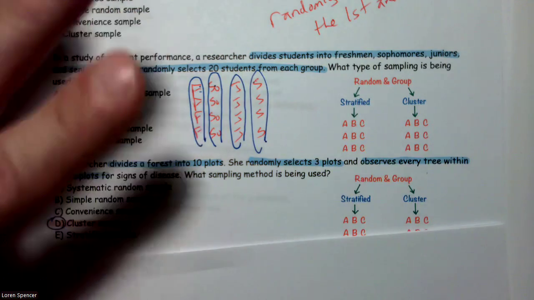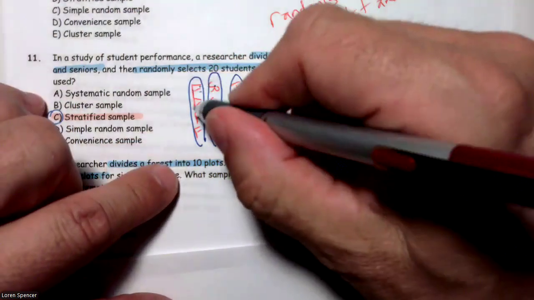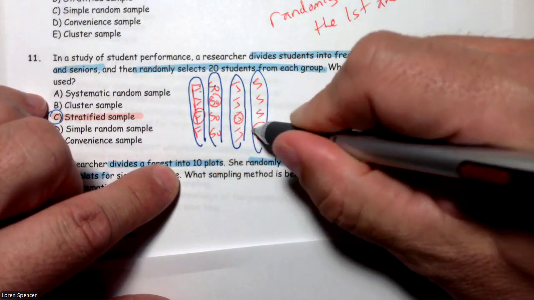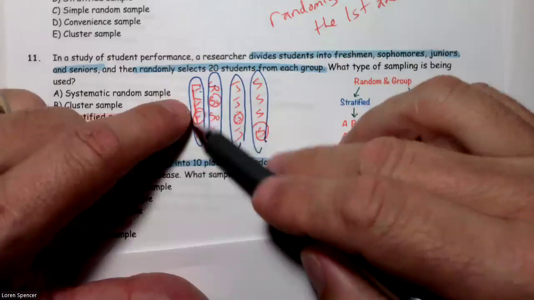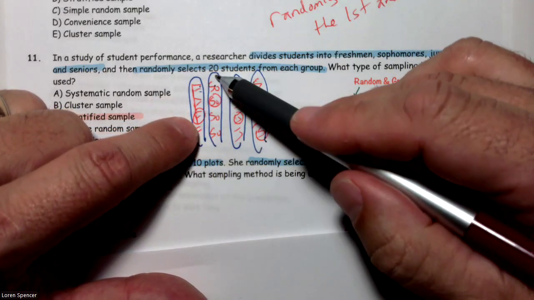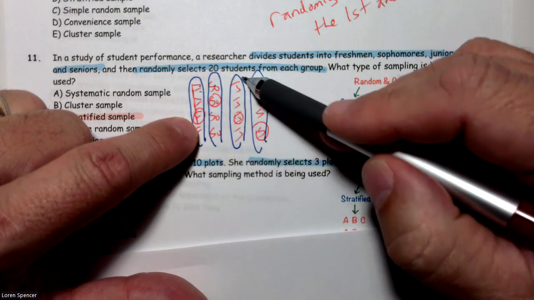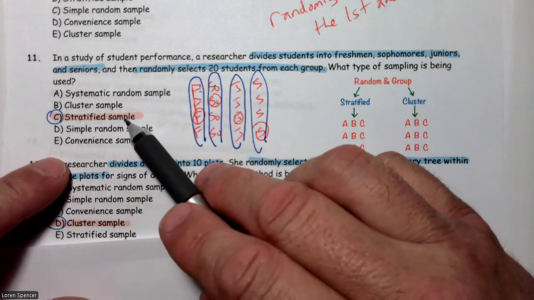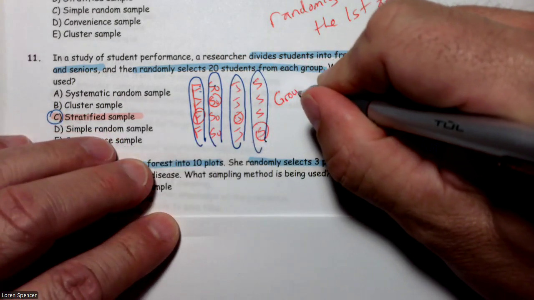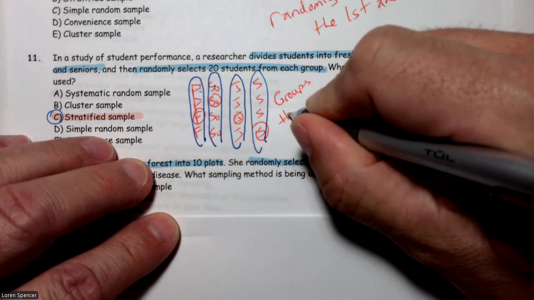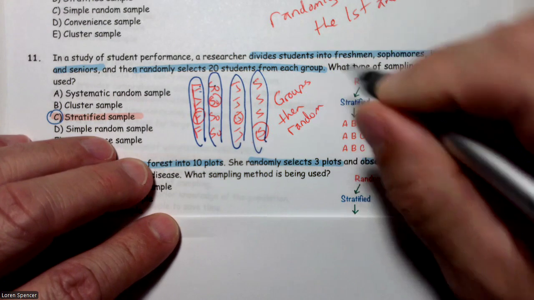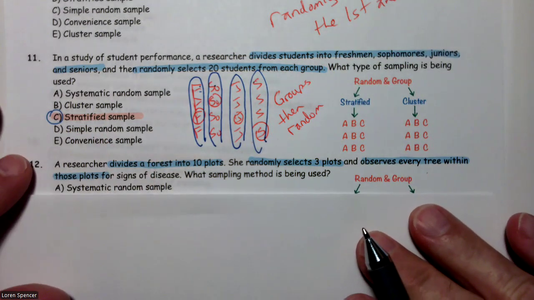So we broke them into groups based on a single characteristic, and then we randomly selected from each group. And when we do that, when we break it into groups that are homogeneous or stratified based on a common characteristic, this is a stratified sample. Once again, groups, then random selection within the group. Groups and random selection within the group.